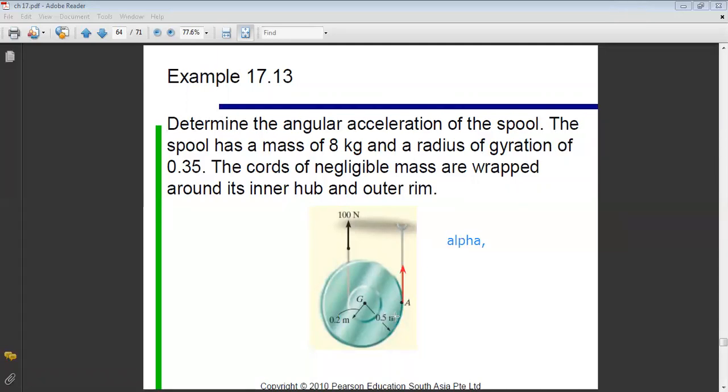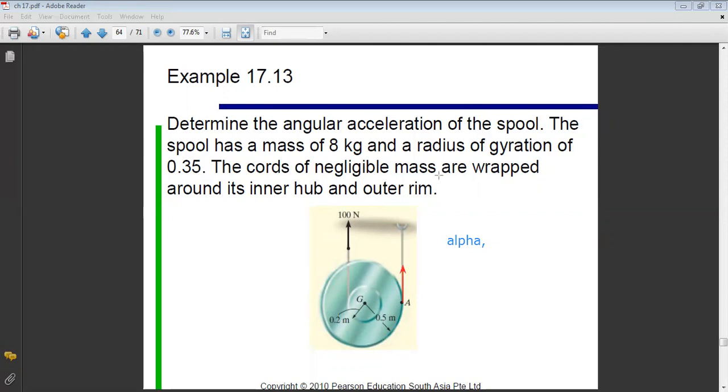Why is it zero? Because having rolling without slipping means that at this point the velocity is the same for the disk and for the cable. And because the cable is attached to the fixed level, we can say that the velocity at point A is 0. So we have rolling without slipping, and the instantaneous center is point A.